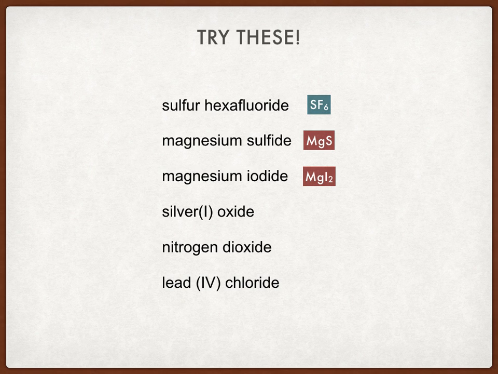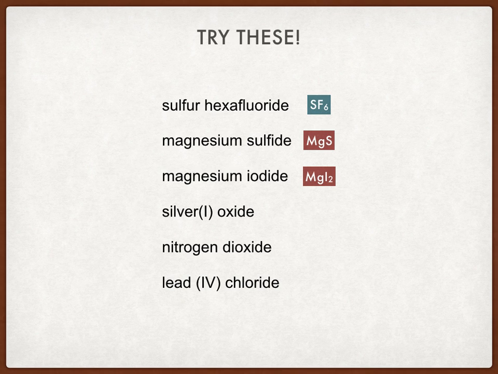Magnesium iodide. Magnesium is always a +2. It's a fixed charge. Iodide is also a fixed charge. It is always a -1. So we need 2 of them to cancel out the +2 charge on magnesium. So it's going to be MgI2.